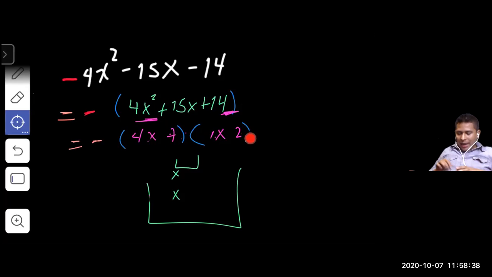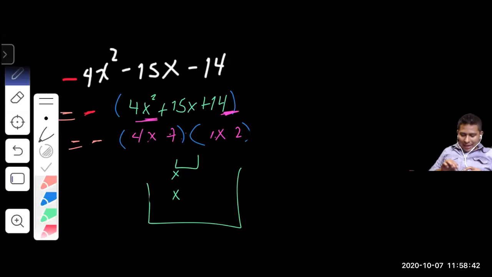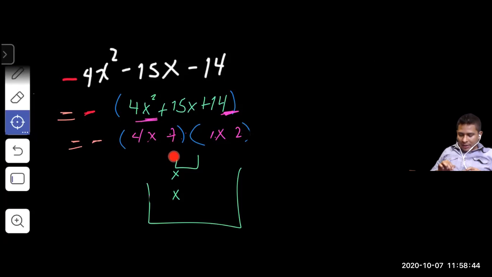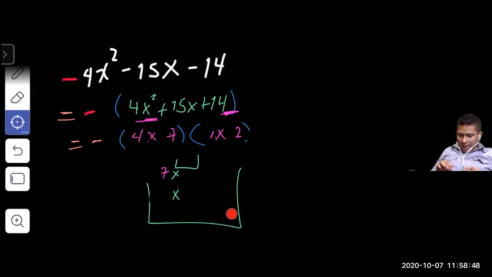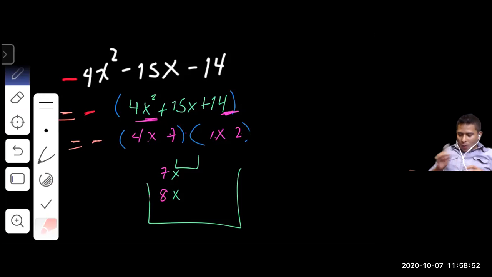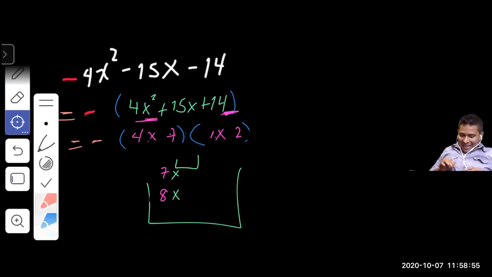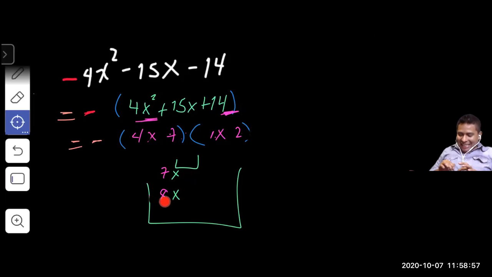Okay, 7 and 2. I did it with 2 and 7 and it didn't work. Now 7 and 2. Let's see, guys, what I'm going to get here. 7 times 1, guys, 7. 4 times 2, 8. Okay, guys, using 7 and 8, we're going to put the negative. Negative 7 and negative 8.